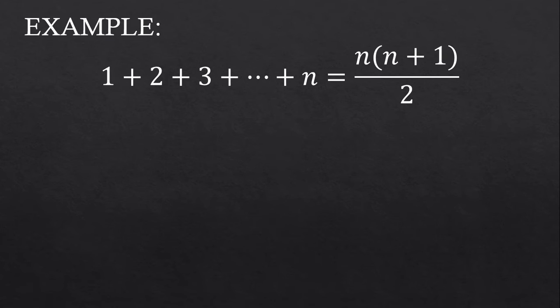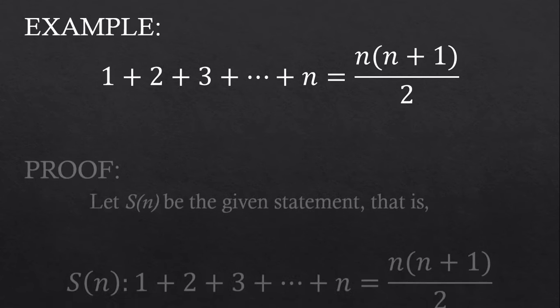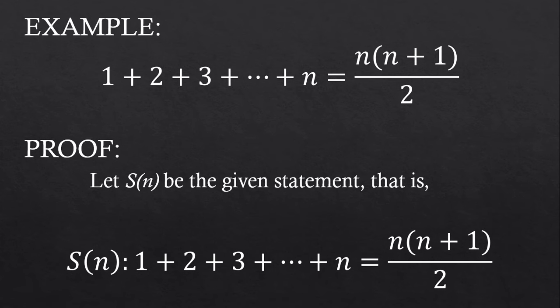Let's take this example for instance. That is a series of natural numbers from 1 to n, and we have to prove that it is equal to n times (n plus 1) divided by 2. First of all, let's call our statement S of n to start the procedure. Starting with the basis step, which is the first step.